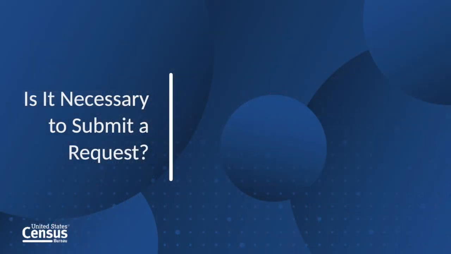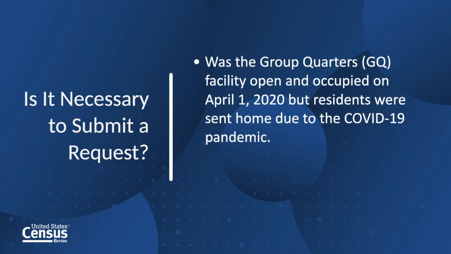Your first step is to determine if it is necessary to submit the request. The PCGQR will only accept cases for group quarters that would have been open and occupied with residents on April 1st, 2020, but residents were sent home because of the pandemic. Because residents were sent home on April 1st, 2020, you may suspect that all residents may not have been counted.